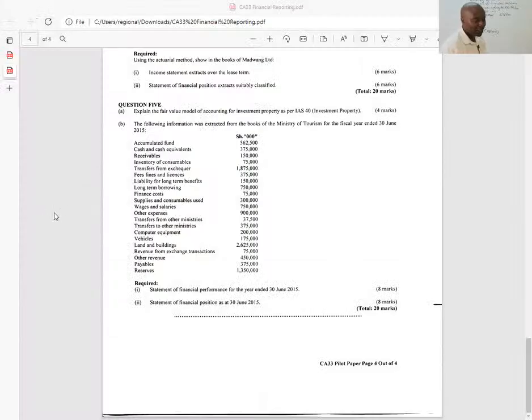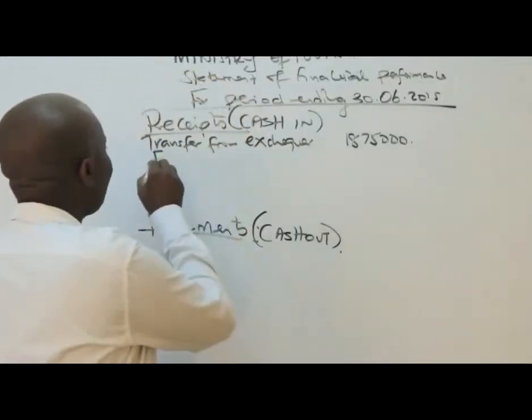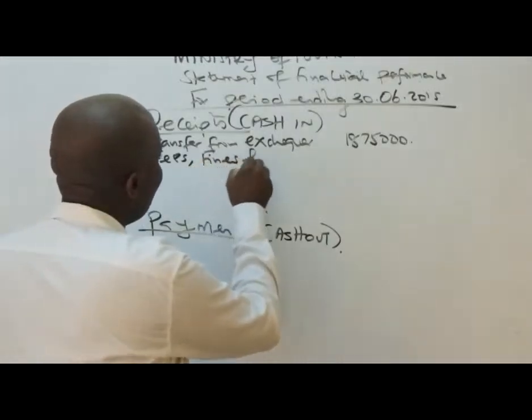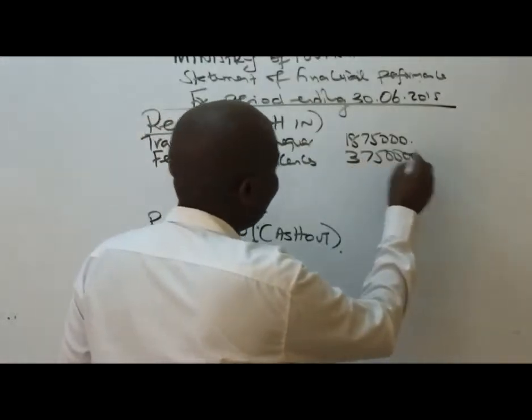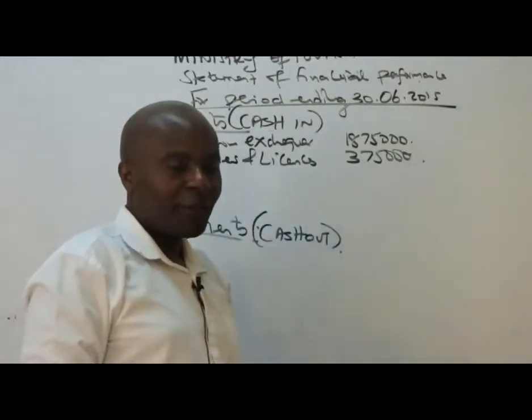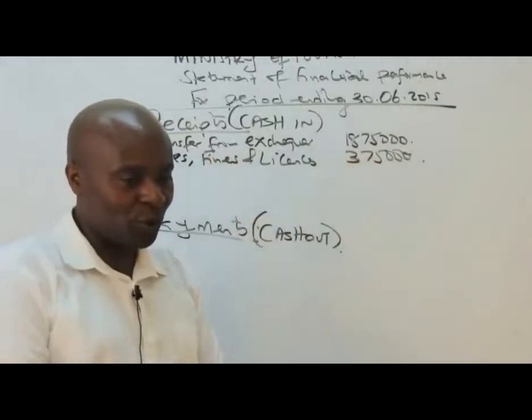If you look at this very well, they are calling it fees. Who receives these fees and fines? This must be the government. So the government is receiving, so that has to be a receipt. Fees, fines, and licenses, 375,000. So Aldrin, are we in agreement regarding this, or have I forced you people to write it there?